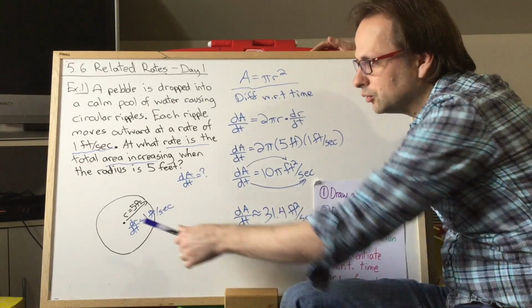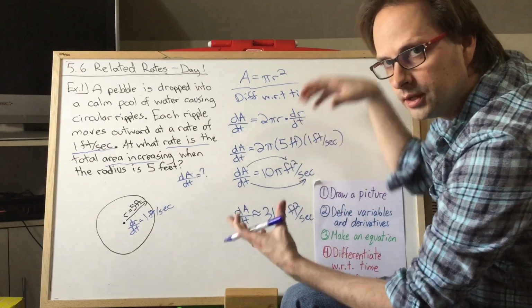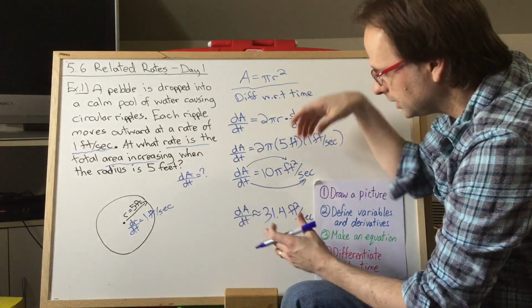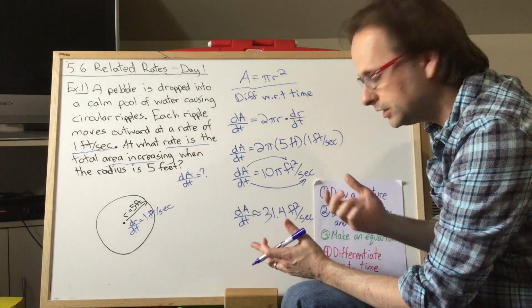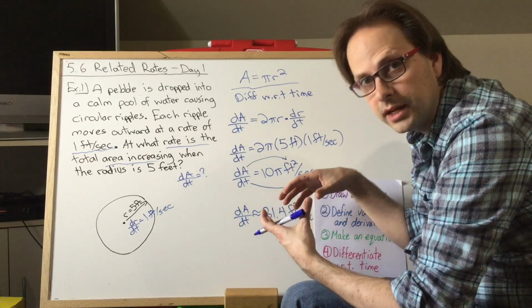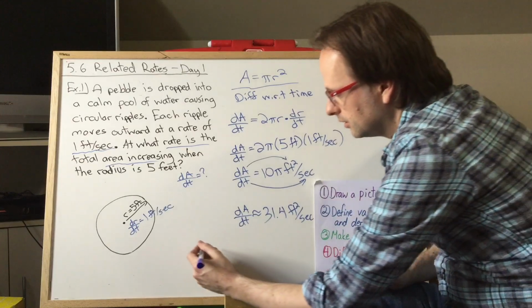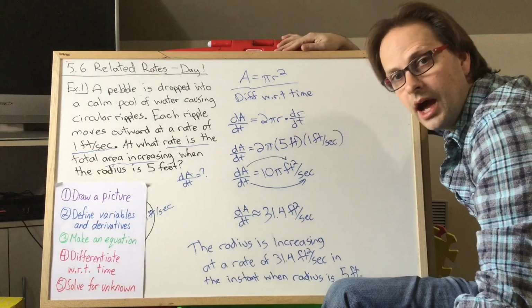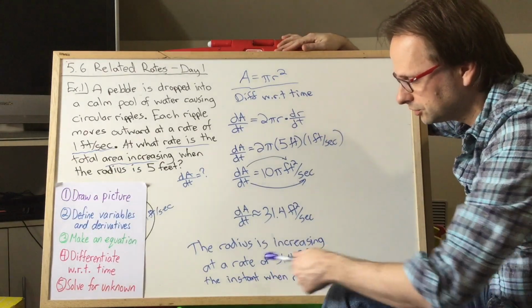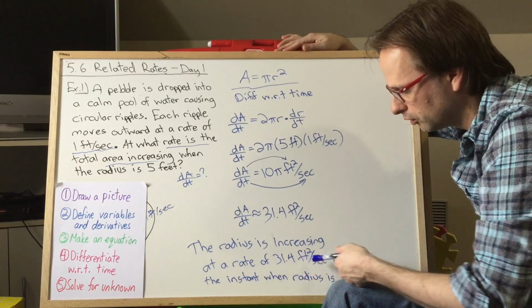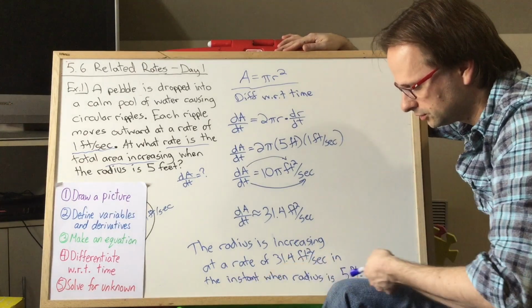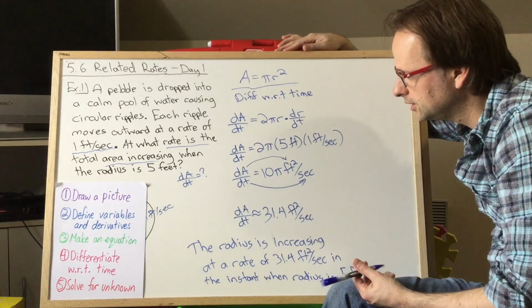So in that instant, when the radius is 5 feet, then area is increasing at this rate, 31.4 feet squared per second. And as soon as that instant's over, then it's going to be at a different rate. As a final answer, we can say the area is increasing at a rate of 31.4 feet squared per second in the instant when the radius is 5 feet.